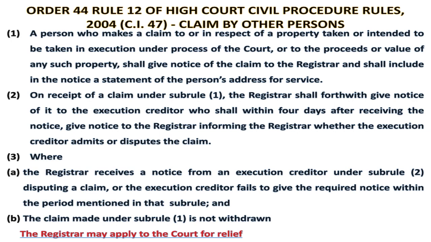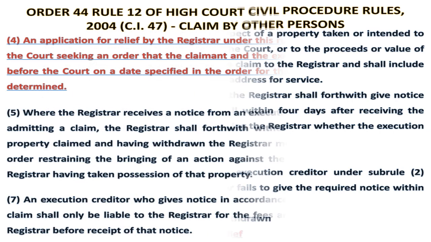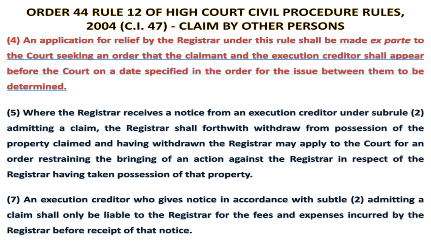In other words, you have filed a notice of claim. I have notified the execution creditor, admits or disputes. If you dispute, I have to apply to the court for relief by way of interpleader. If you don't dispute, but you also don't say anything, and the claimant has also not withdrawn the notice of claim, the registrar would have to apply to the court for relief. And that relief is what we call the interpleader proceedings. So, that is what we call the interpleader proceedings.